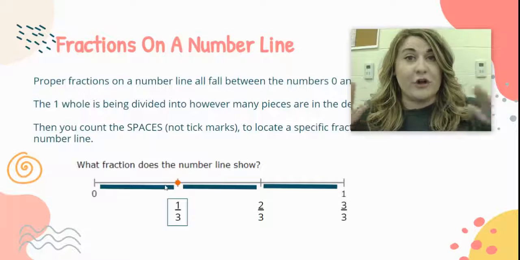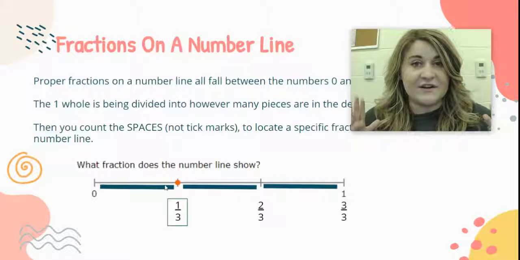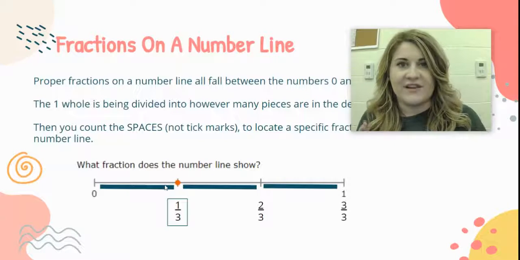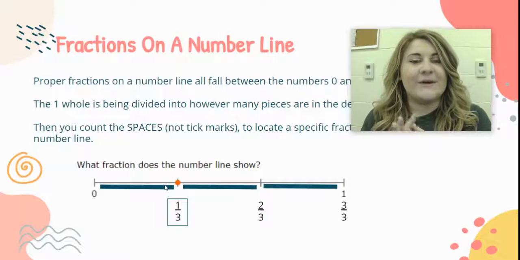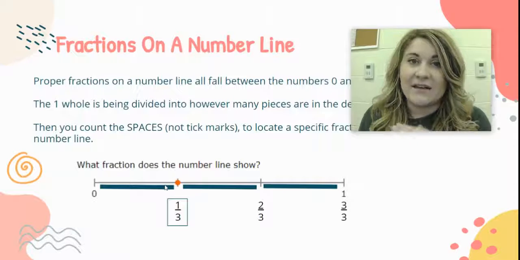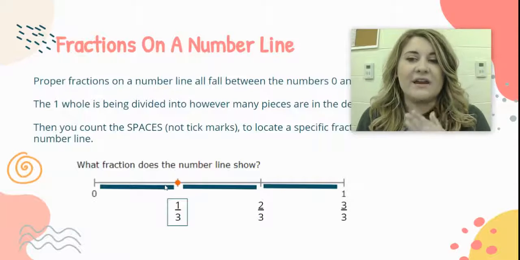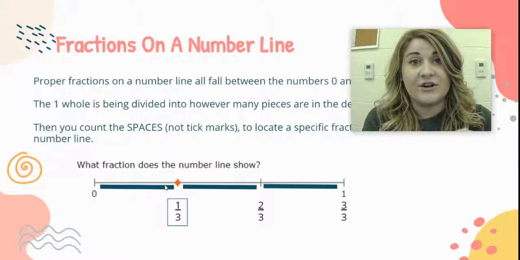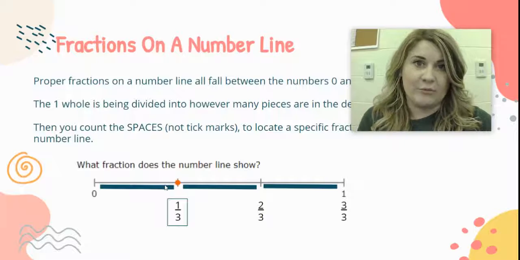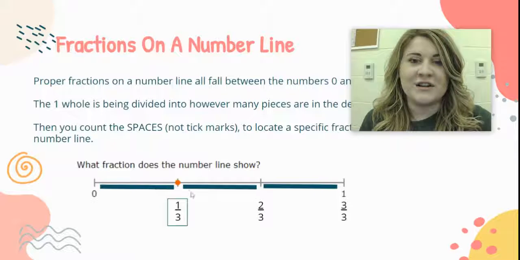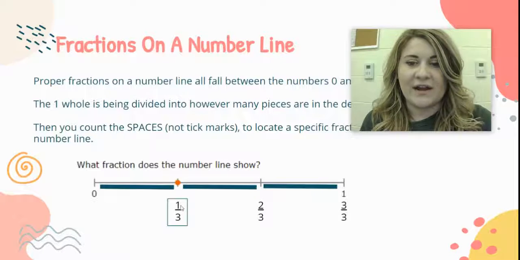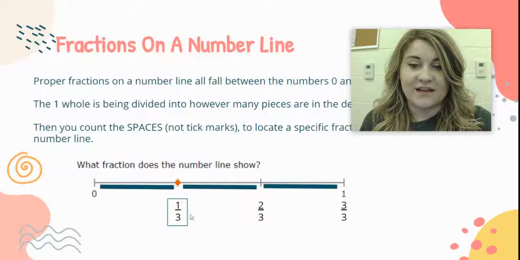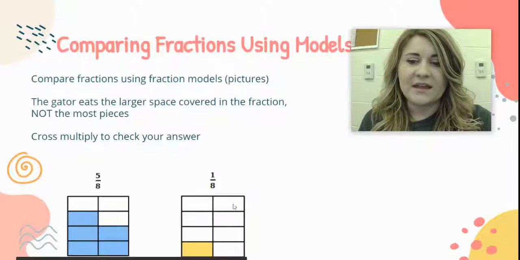You count the total amount of spaces it's divided into first. That's your bottom number for all of the tick marks. Next, you count the spaces, not the tick marks, the spaces, and you figure out how many spaces it takes to get to whatever point is on your number line, and that's going to be your numerator. So here it took 1 section, so 1's my top number, 1/3, and it was out of 3 sections altogether, and that's how I got 3 on the bottom.